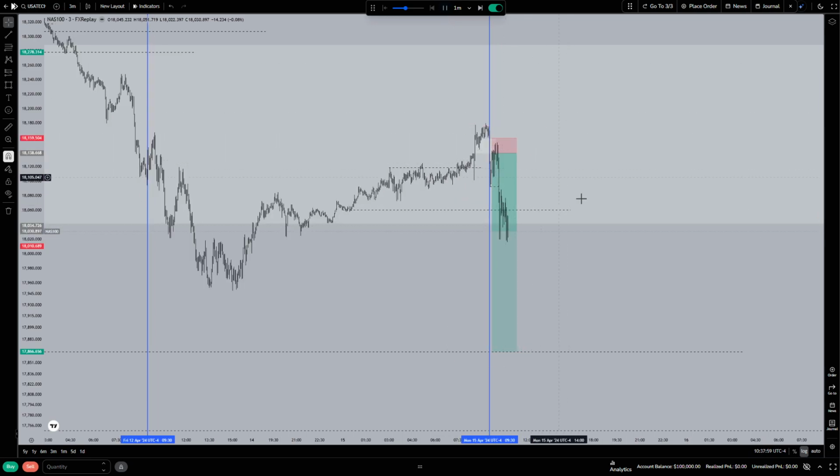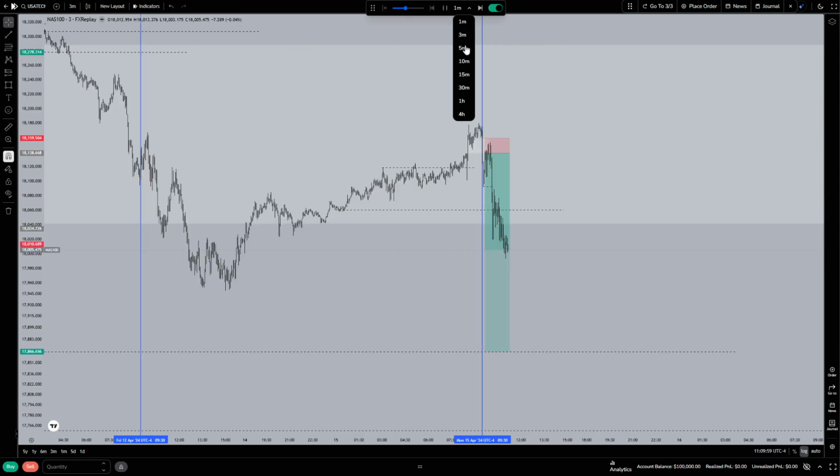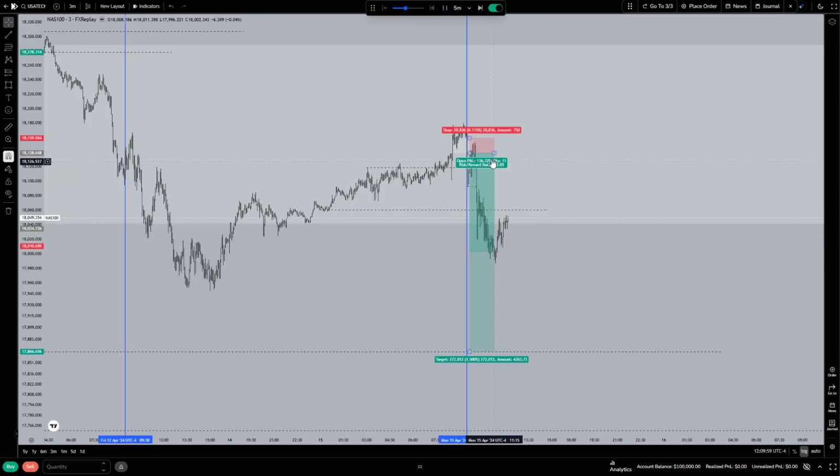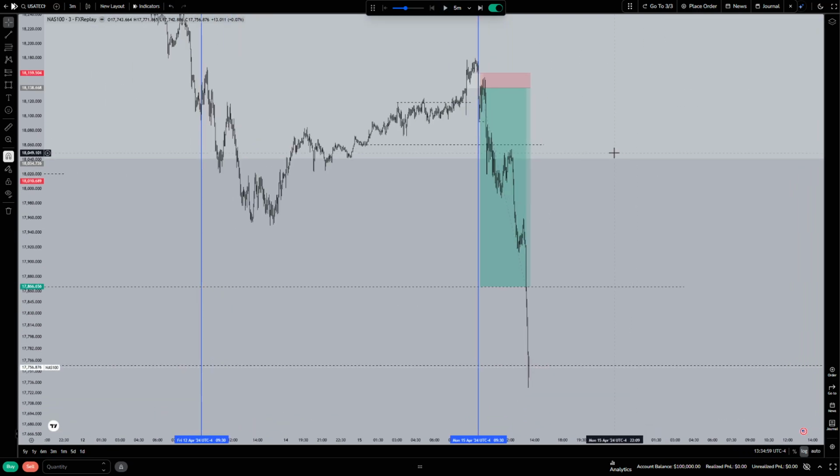My break even is all the way up there and I've partialed, so I don't really care what price does anymore. We're just watching to see what it does. Speed this up a little bit. And eventually, damn. This is completely destroying our take profit. Now let's break this down a little more, guys.